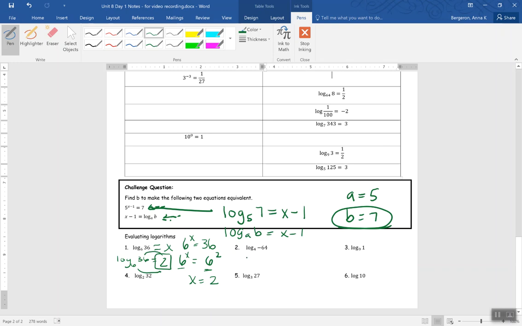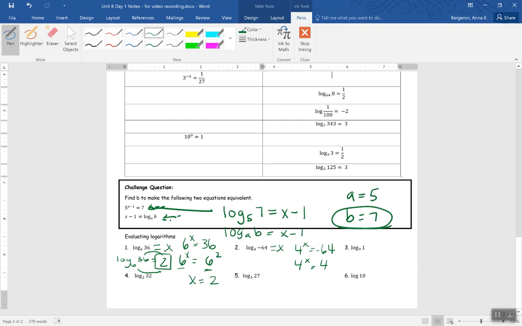If I look at number 2, again, I think it's easier if I write it equal to x first so that I can write it in exponential form. So I set it equal to x. Now I'm going to write it in exponential form, which would give me 4 to the x power equals negative 64. Now, I want to find some exponent. 4 to what power gives me negative 64?